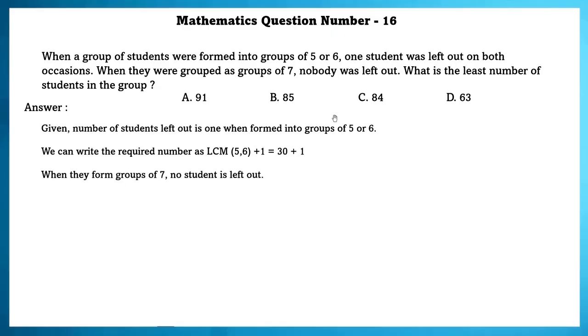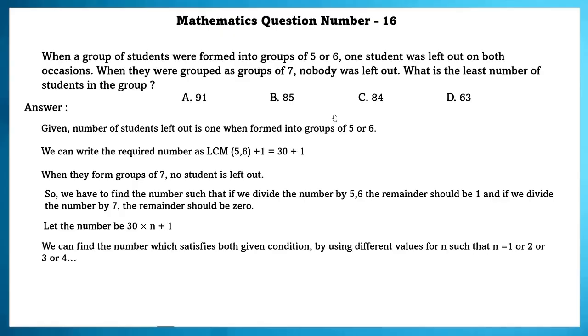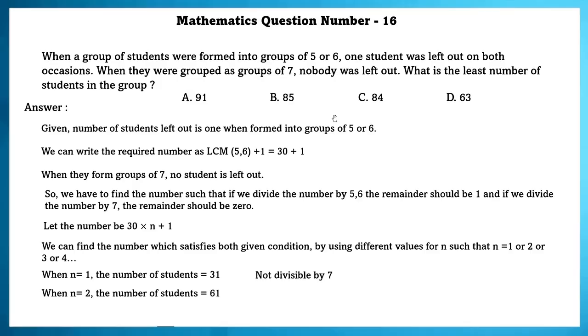When they form groups of 7, no student is left out. So we have to find the number such that if we divide the number by 5 and 6, the remainder should be 1. And if we divide the number by 7, the remainder should be 0. Let the number be 30 into n plus 1. We can find the number which satisfies both given conditions by using different values for n, such as n is equal to 1 or 2 or 3 or 4. When n is equal to 1, the number of students is 31, not divisible by 7. When n is equal to 2, the number of students is equal to 61, not divisible by 7. When n is equal to 3, the number of students is 91, which is indeed divisible by 7.